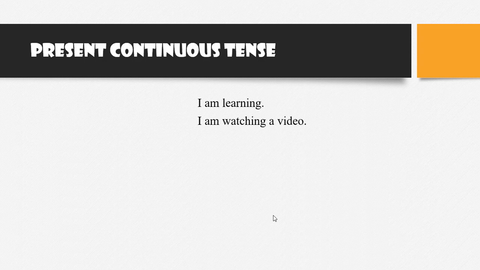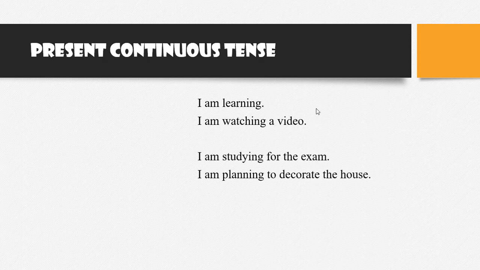Now, look at these sentences carefully. Can you read this with me? I am learning. I am watching a video. Here we are talking about things happening right now. I am studying for the exam. I am planning to decorate the house. Here we are talking about things that are happening around these days, but not exactly at this moment.